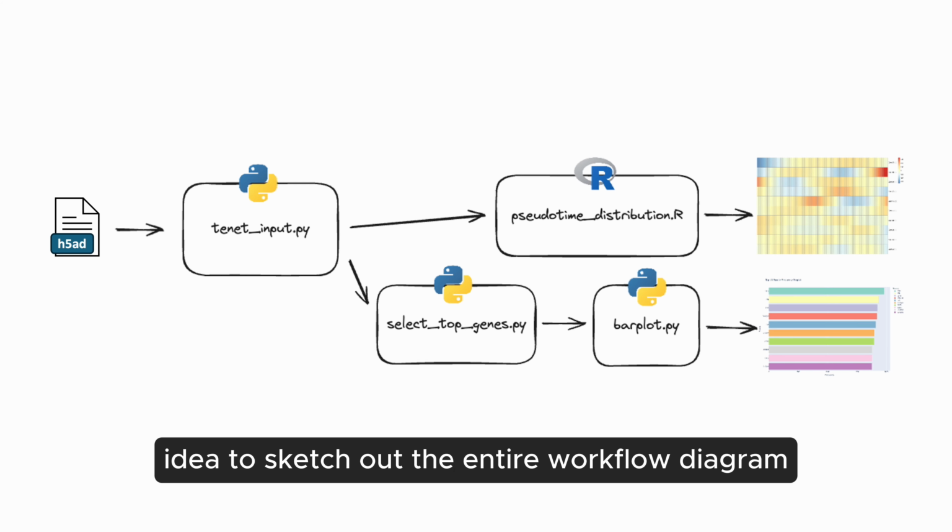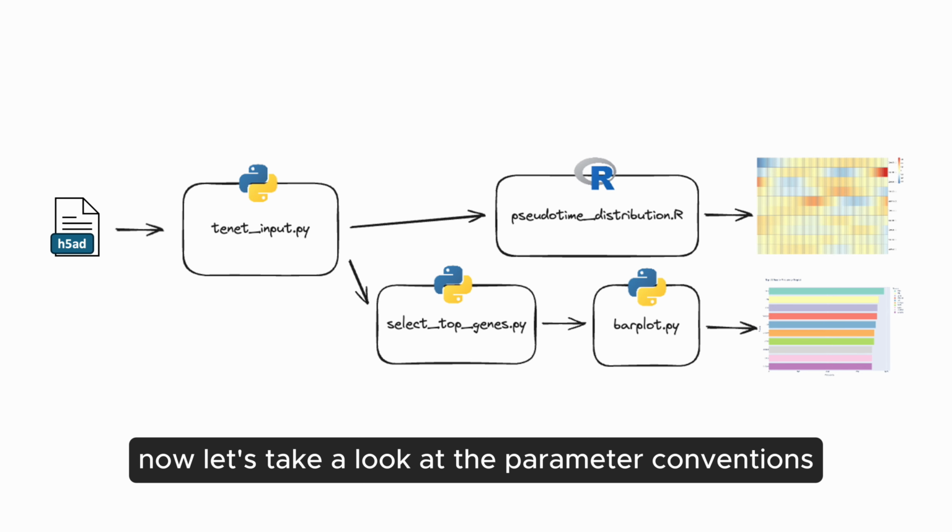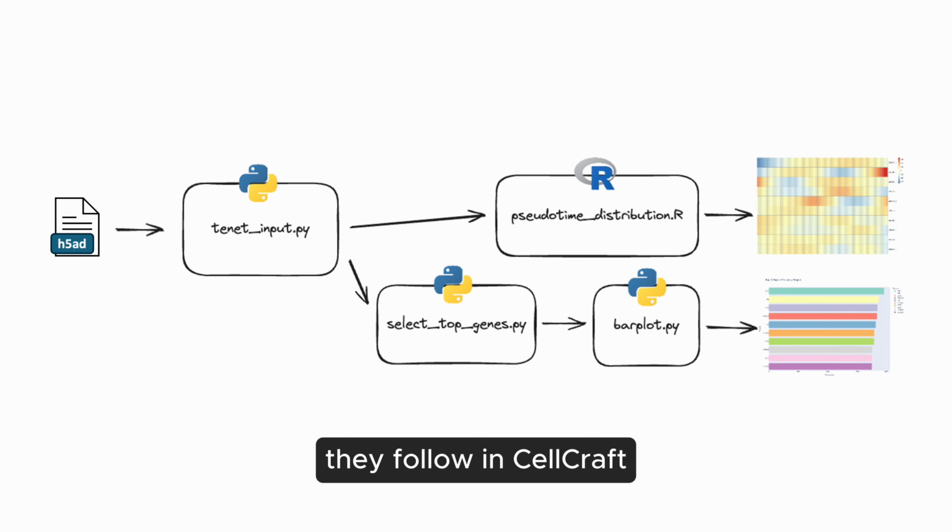It's always a good idea to sketch out the entire workflow diagram before implementing your plugin. It helps you understand the data flow and script connections clearly. Now let's take a look at the parameter conventions they follow in CellCraft.